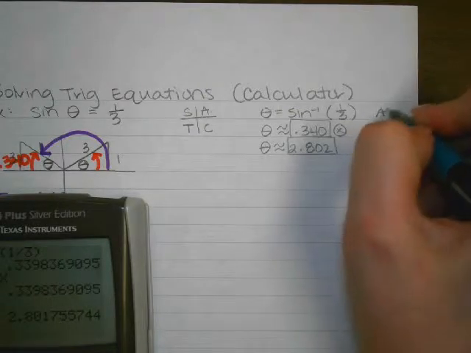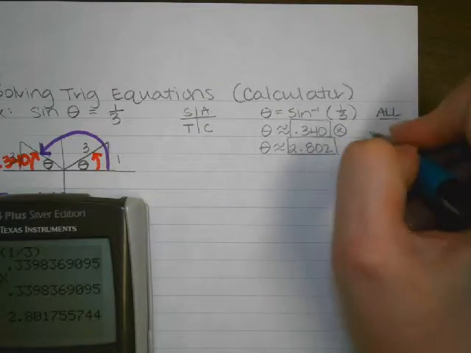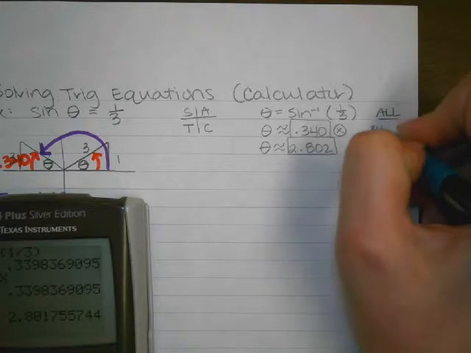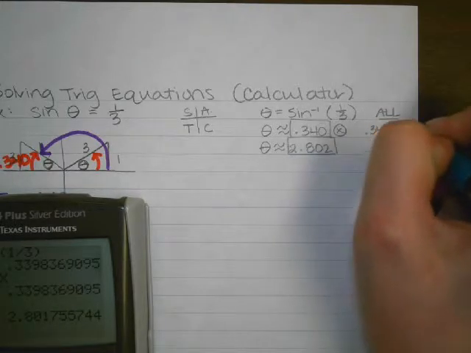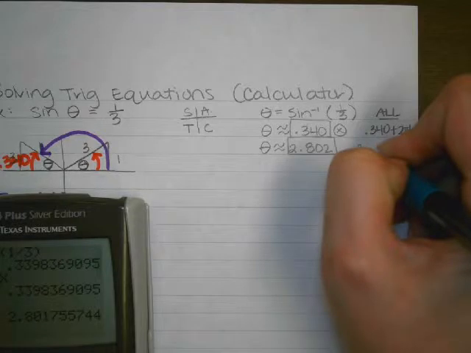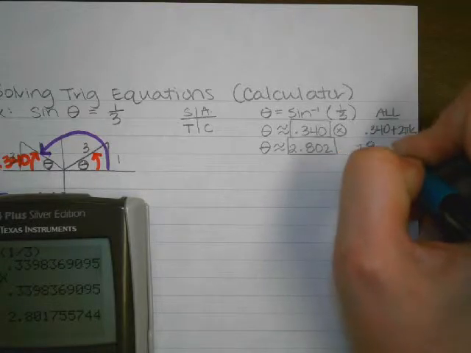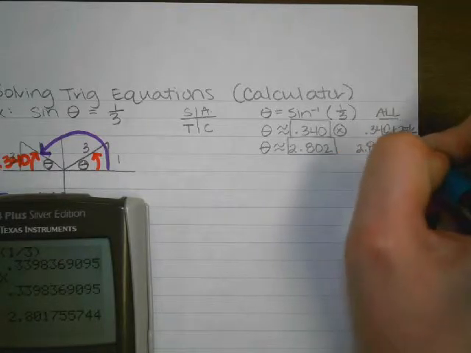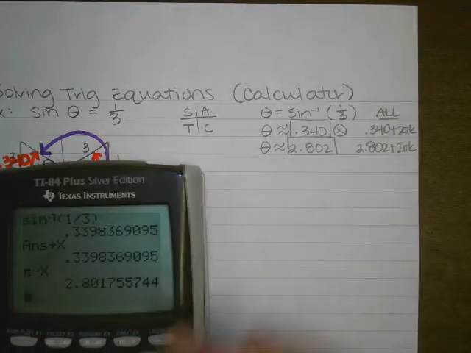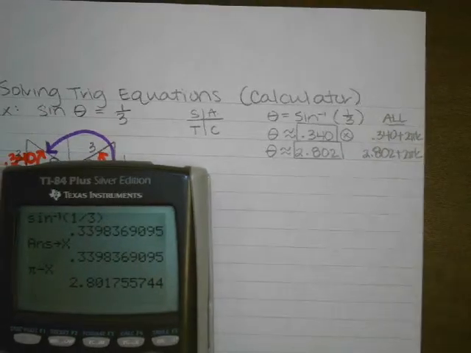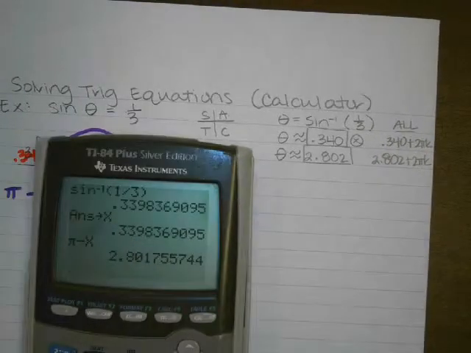If we're looking at all possible solutions, then we would say 0.340 plus 2 pi k, and we would say 2.802 plus 2 pi k. So I could take these decimals and be adding or subtracting 2 pi to get those coterminal angles.